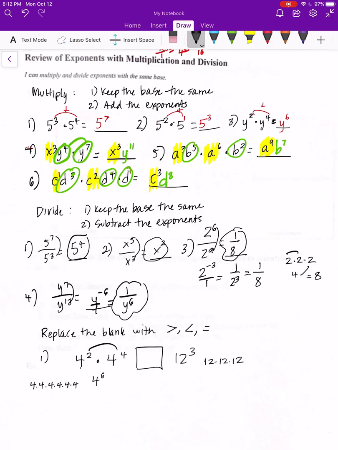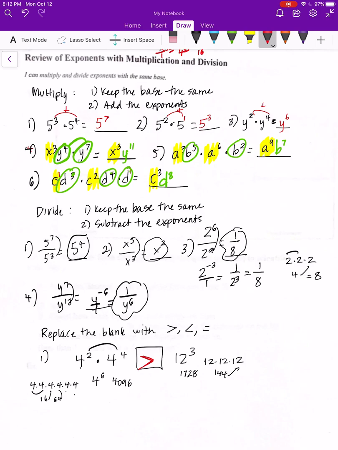Any idea? Well, 12 times 12 is 144, and then you have 144 times 12. 4 times 4 is 16, times 4 is 64. 64 times 4, keep going, and then you got to multiply by 4 and multiply it by 4. What do you think is going to be bigger? Now, of course, you can put it in your calculator to double check, but this would be 4,096. 12 to the 3rd power is only 1,728. So your inequality symbol would eat the bigger one, which would be 4 to the 2nd times 4 to the 4th.